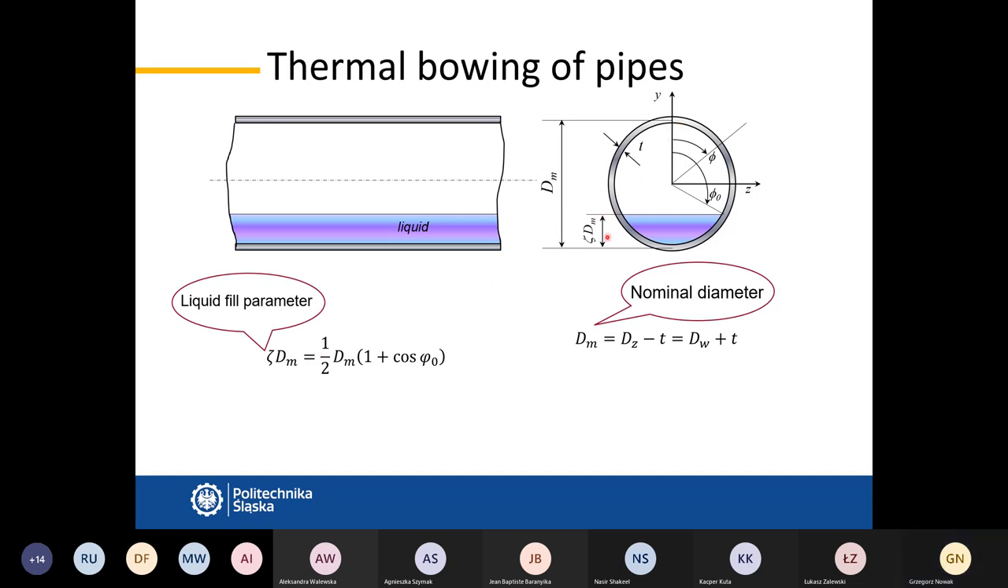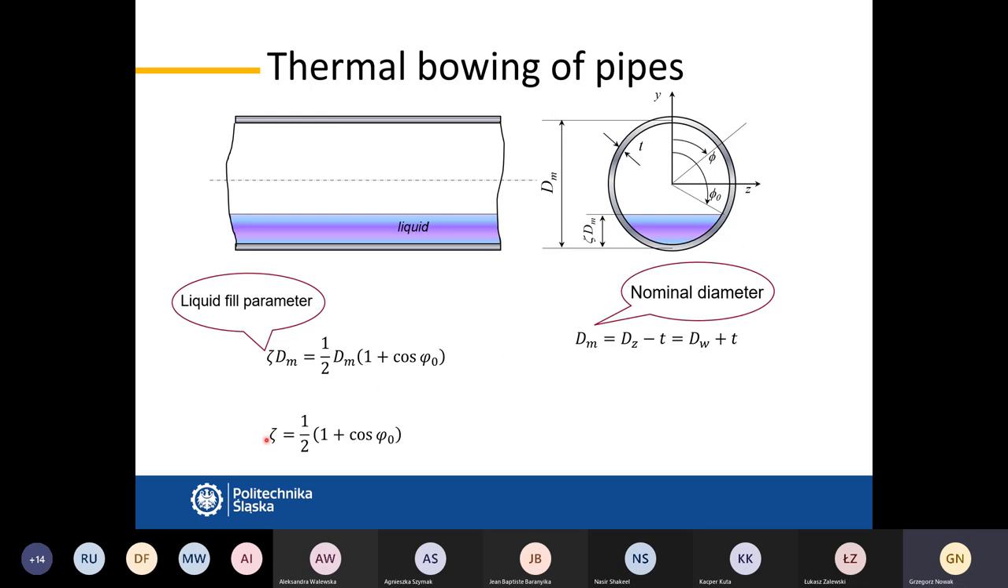So the amount of water, so the height of the liquid inside, is of course the liquid fill parameter times dm, and it can also be expressed in terms of the angle as half of dm times 1 plus cosine of phi 0. So we can express the level of liquid both with the angle measured from the vertical axis, or with the liquid fill parameter. It's exactly the same. So there are two possible approaches available, and we'll use both of them. Of course, it depends on what is easier to use or what information we have.